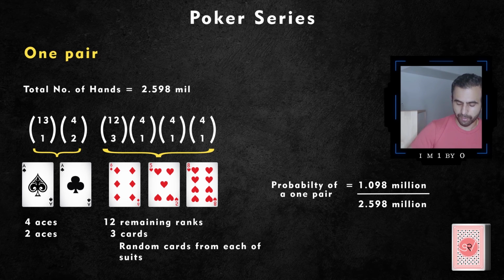So the probability of a one pair. Now this is a fun division. I'll leave you guys to do this calculation. I don't want to leave everything final. You can go do some exercises yourself. 1.098 million divided by 2.598 million. Answer to the question, the probability of a one pair.